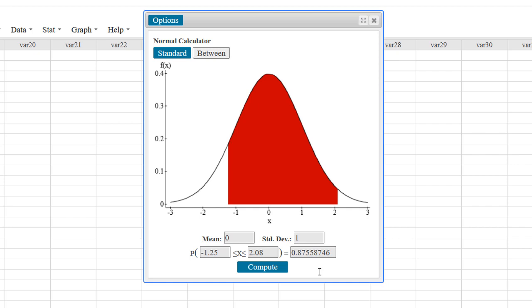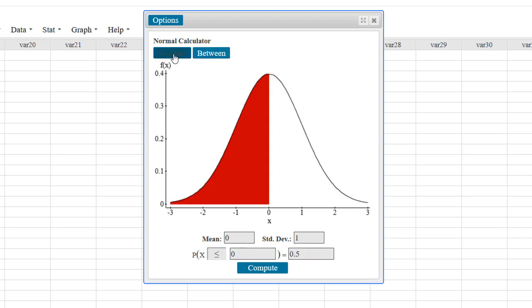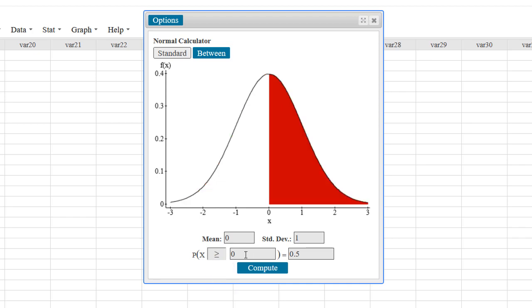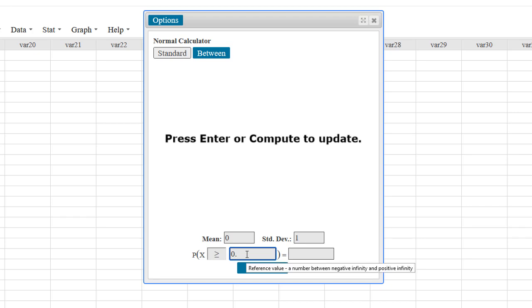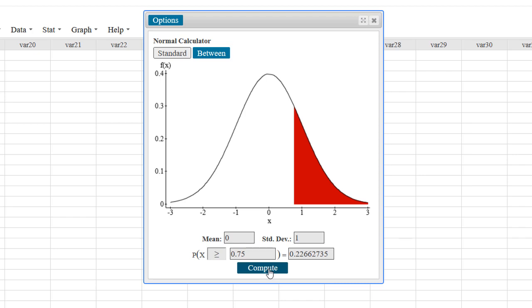Let's do number 2. We want to find the area to the right of the z-score 0.75. Now I go back to Standard. The default is area to the left. If I change the inequality symbol to a greater than, and then you type in the z-score that you want and then hit Compute, and we see rounded off it's 0.2266.